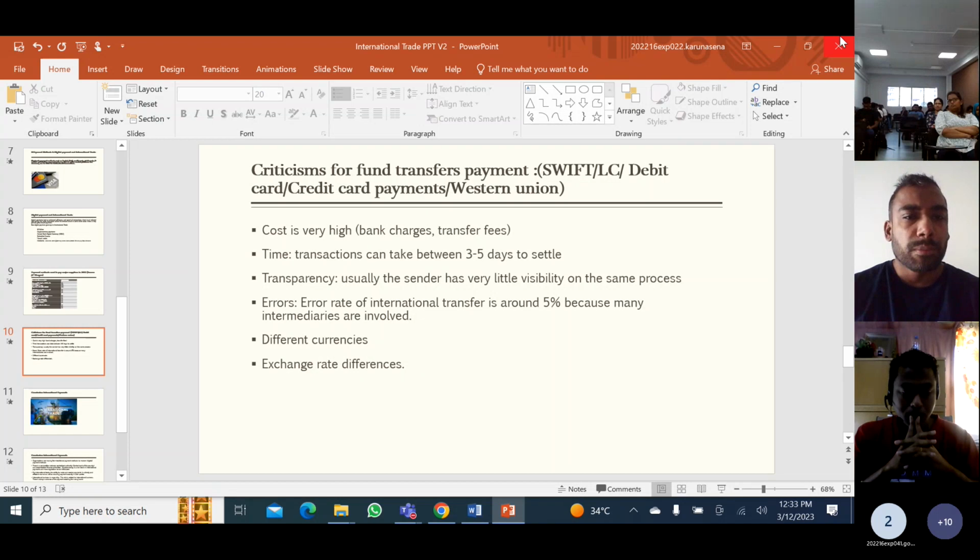The third point is transparency, because the sender has very little visibility on the process. The fourth is that errors may happen. The next point is that we have to use different currencies and face some exchange losses when transferring funds. It will hit your financial statements as well.